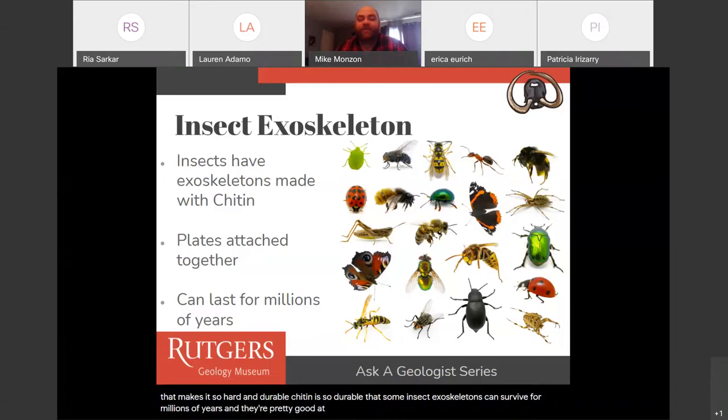In places like dirt, rocks, and lake bottoms, some insect exoskeletons can last for about 2.3 million years, and we call that time period the Quaternary period. So remember, insects have hard exoskeletons that are made with the protein chitin. Some really durable exoskeletons can last for about 2 million years in some environments.